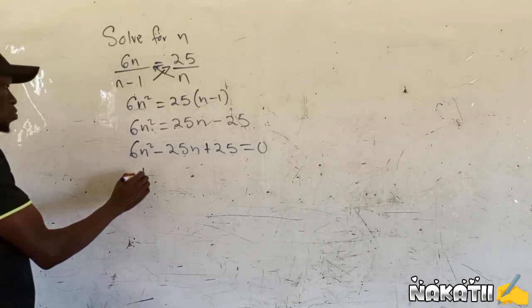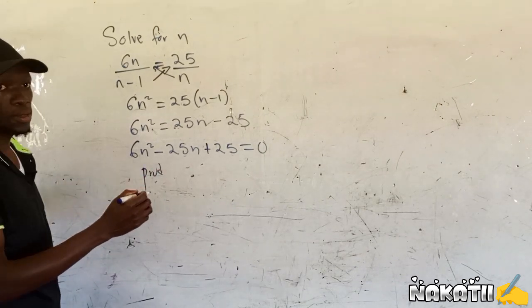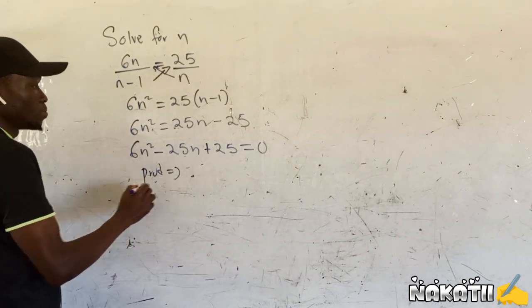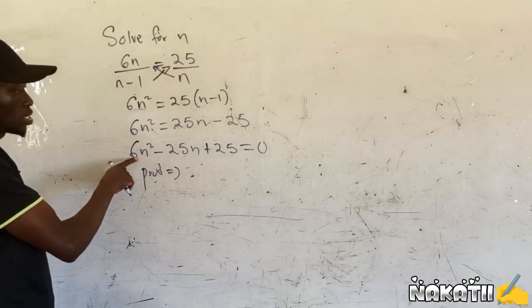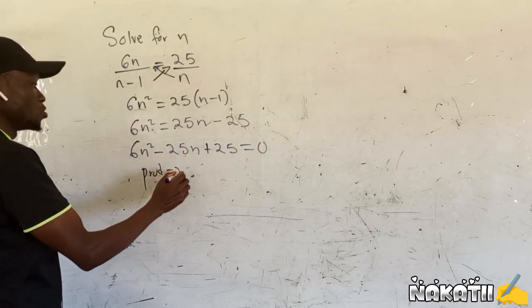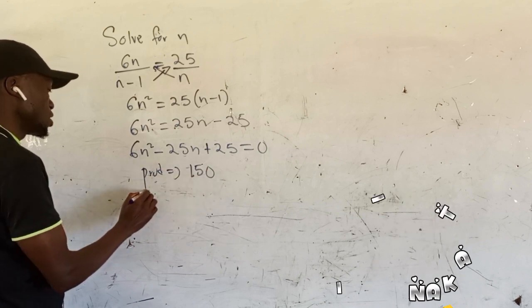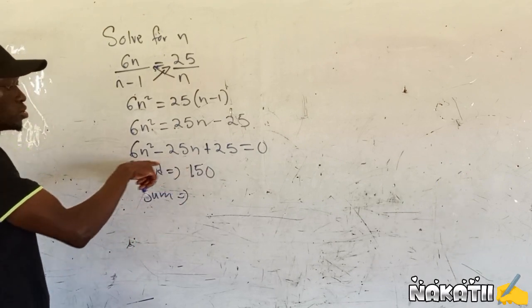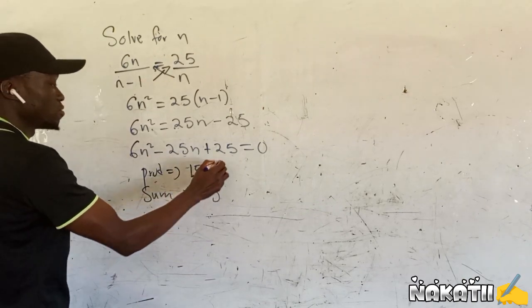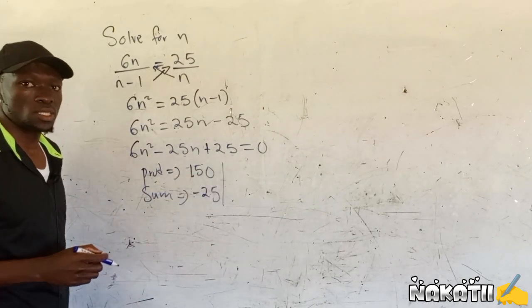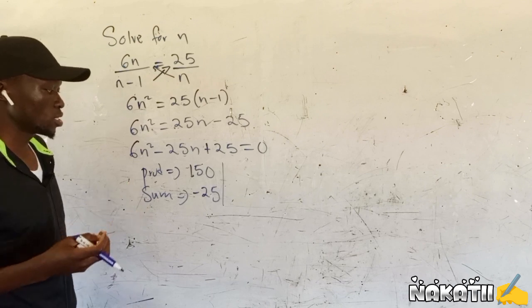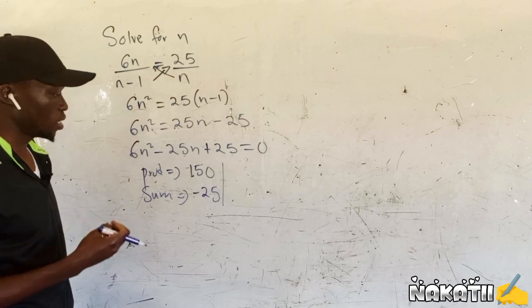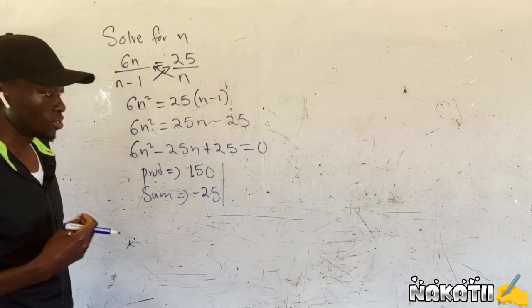What we do, we look for product. We can use a factorization method. Product, we multiply this one 6 and 25, which gives us positive 150, and then our sum is simply the coefficient of n, which is negative 25. We look for two numbers that when you multiply, you're supposed to get 150, and when you add them, you're supposed to get negative 25.